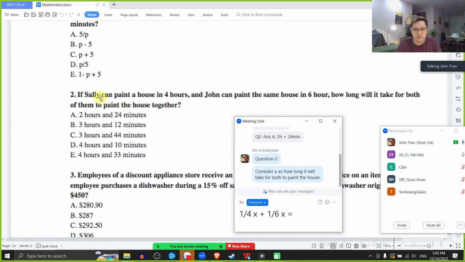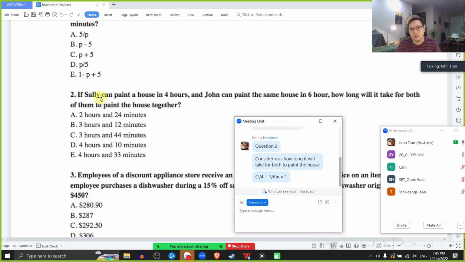will be equal to, okay, so basically we need X in the same way, and then times X here equal to one. One here means a whole house, cái số 1 là có nghĩa là một nhà luôn á. Thì là 1/4 cái nhà, cộng 1/6 cái nhà đó trong 1 tiếng. Thì nhân cho cái X là bao nhiêu tiếng, thì nó ra được nguyên cái nhà. So a fourth plus a sixth is how much they can do both in 1 hour, and times X is how many hours. And you find X.